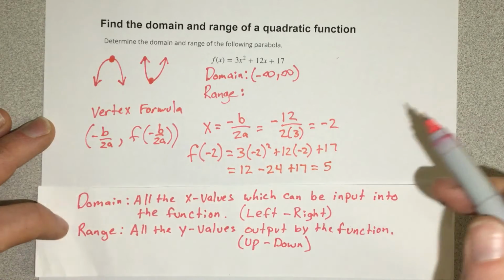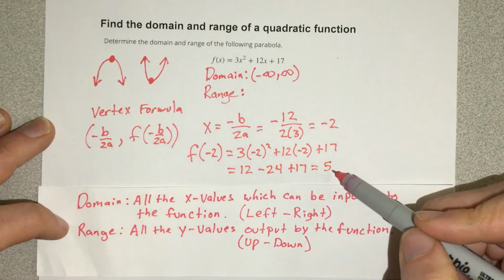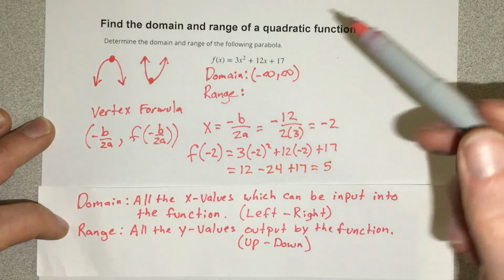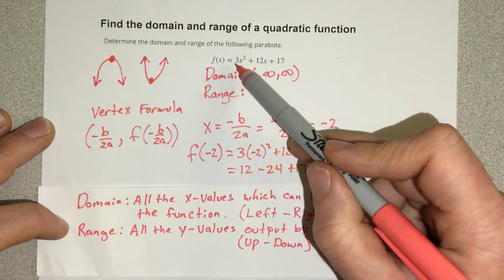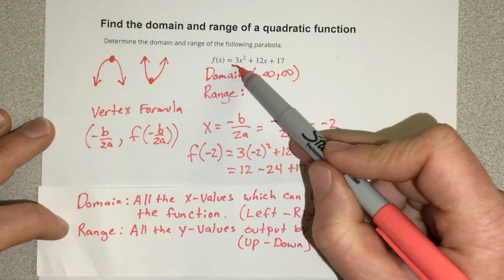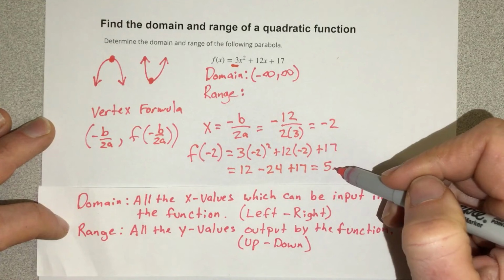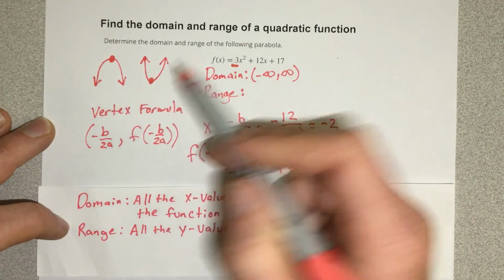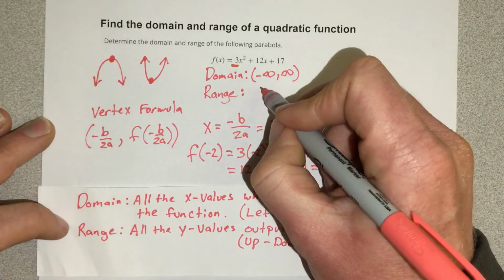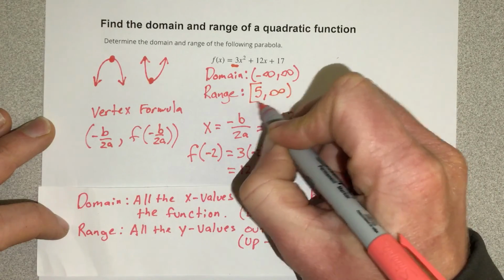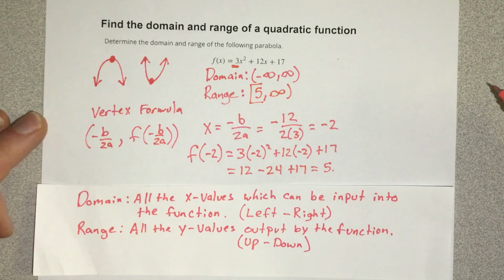So our range is going to go from 5 to either infinity or negative infinity, depending on how this opens. Well, we see that we have a positive number for our leading coefficient, which means it's opening upwards. So this value of 5 is actually the minimum for that parabola. So we're going to say that the range goes from 5 to infinity. And that's how you find the domain and range of a quadratic.